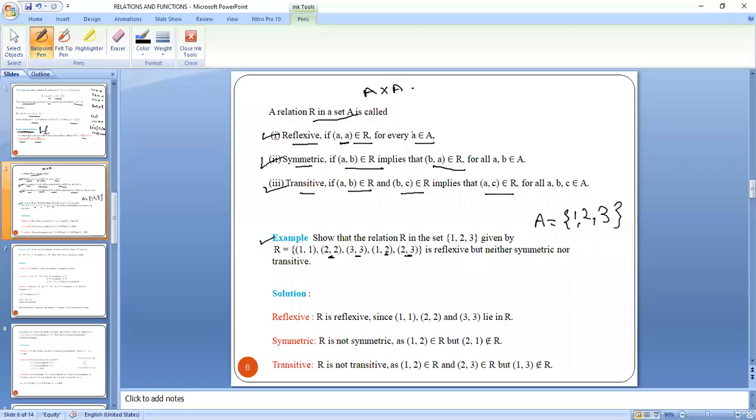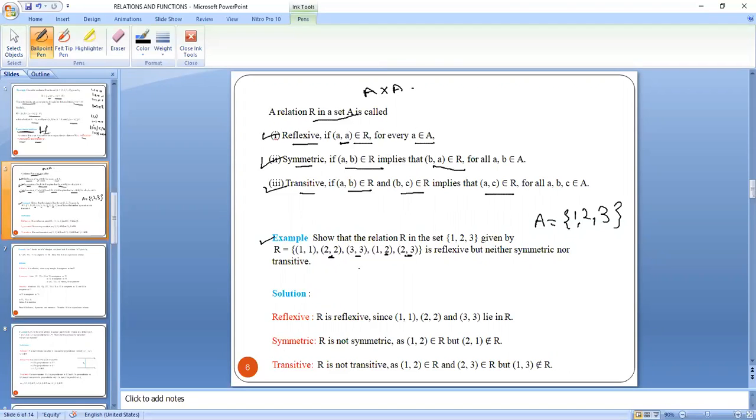So for all A belongs to capital A, (A, A) belongs to R. Yes, this is true that (1, 1) is there, (2, 2) is there, (3, 3) is there. Since all the ordered pairs are there, R is reflexive since (1, 1), (2, 2), (3, 3) lie in R. If extra ordered pairs are also there, then never mind, but our condition is (1, 1), (2, 2), (3, 3) should be there for reflexivity, right? So this relation is reflexive because (A, A) belongs to R for every A belongs to capital A.